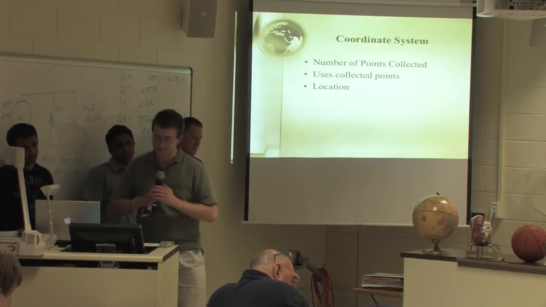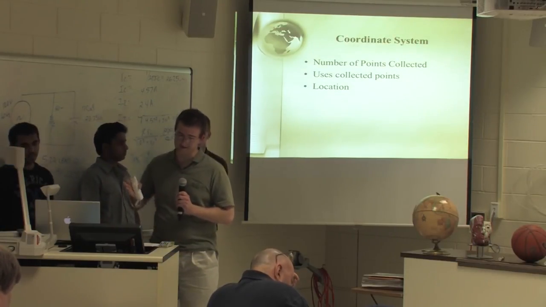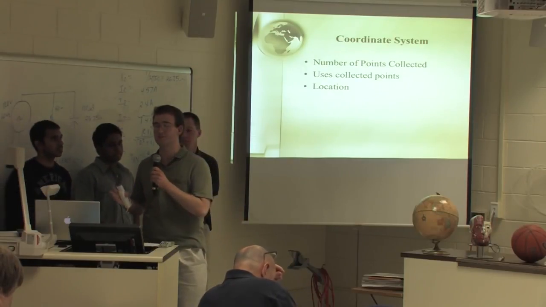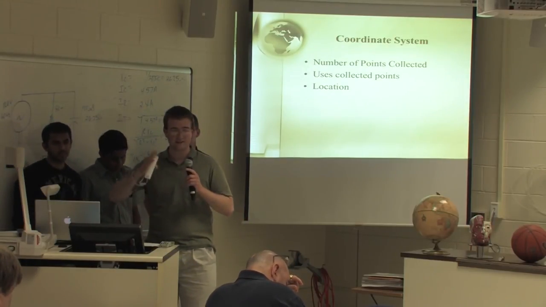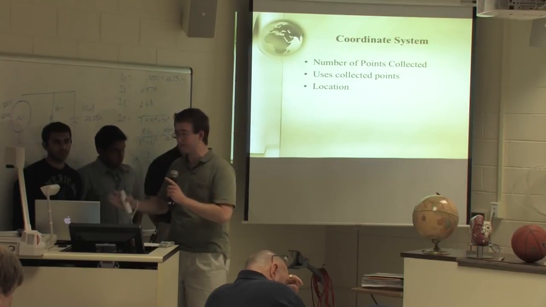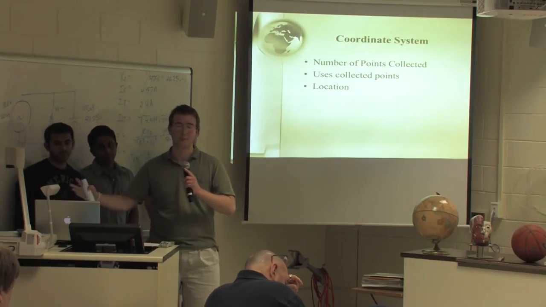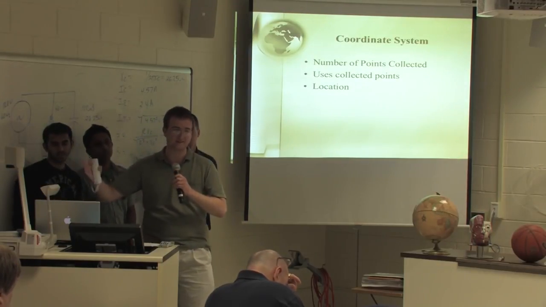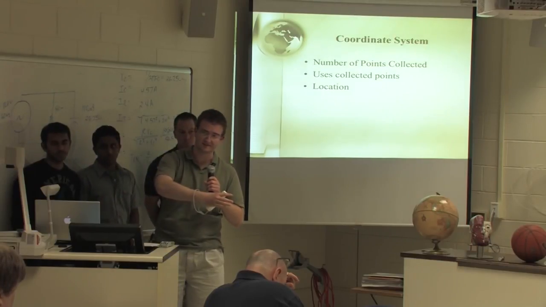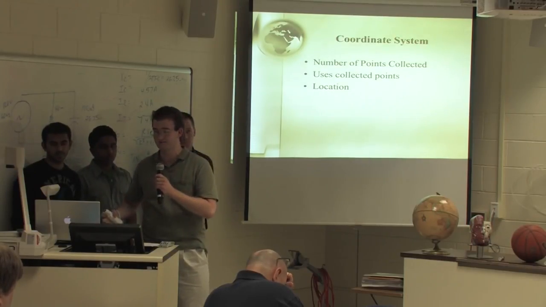A coordinate system is generic data that people have collected previously. And then they use the coordinates that you have in this area. So if you find data, it uses the previous coordinates to determine where the location is.